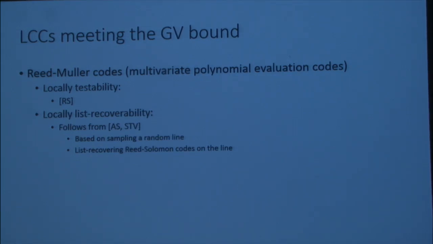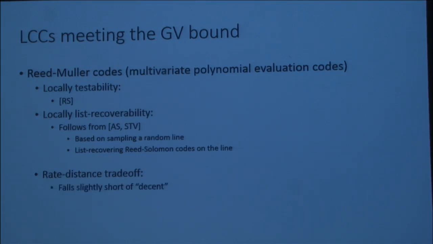This follows from the Arora-Sudan and Sudan-Trevisan-Vadhan algorithms. I think they did it for local list decoding, but if you go into the algorithm you see that it also works for local list recovering. It is again based on sampling a random line, list recovering on the corresponding Reed-Solomon code on the random line, and piecing it all together.